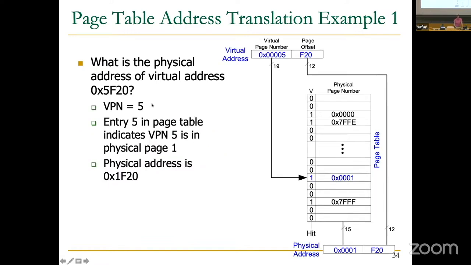So let's do this for the question that I asked earlier. 5F20, if you look at it as a 31-bit entity, you'll figure out that the page offset is F20 and the virtual page number is 5. So VPN is 5, meaning entry 5 in the page table indicates where VPN 5 is in physical memory. We look up the page table entry 5. This is entry 0, 1, 2, 3, 4, 5. It's valid, meaning it's in physical memory, and the physical page number is this. And we do the translation, so the physical address is 1F20.